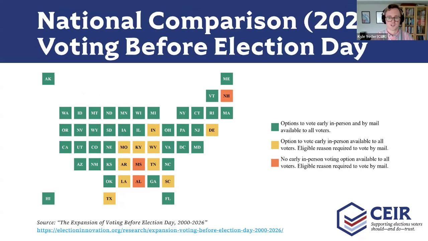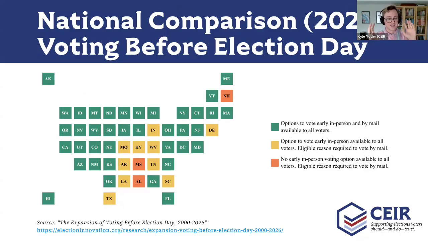Let's move on to voting before election day. So this is from another one of CEIR's reports. This one is tracking the expansion of voting before election day. Again, this is another report where we've created a map for every federal election going back to the year 2000 to show the availability of options to cast a ballot before election day available in all 50 states and Washington, D.C.